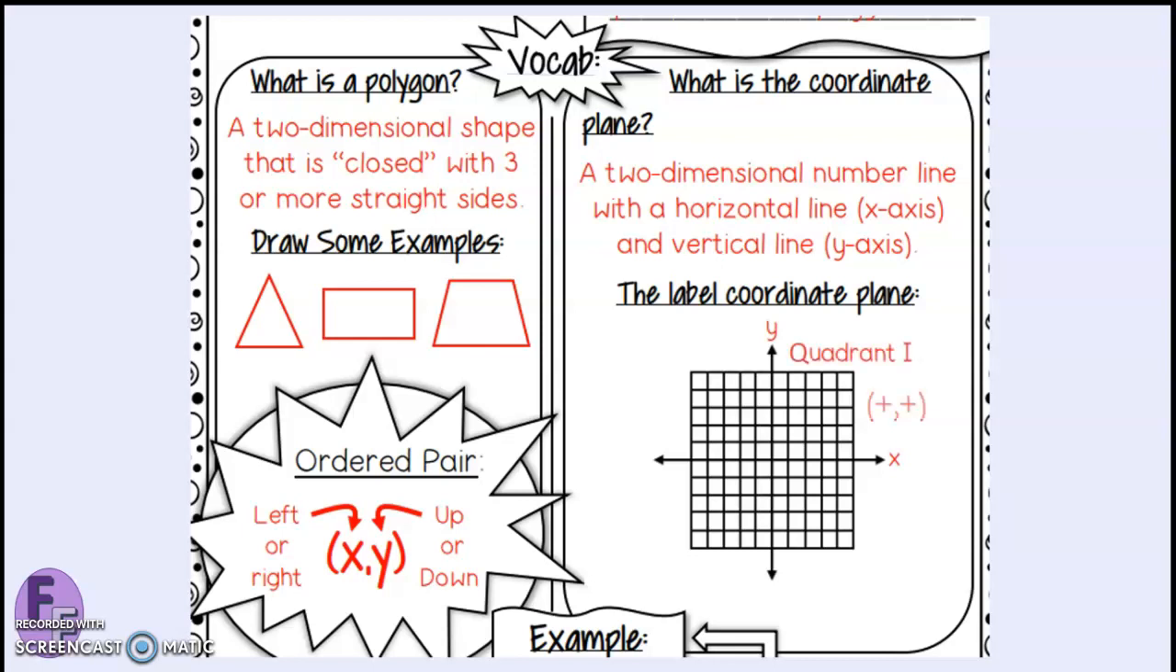Quadrant 1 has both a positive x and a positive y. Quadrant 2 has a negative x and a positive y. Quadrant 3 is a negative x, negative y. And quadrant 4 is a positive x and a negative y.